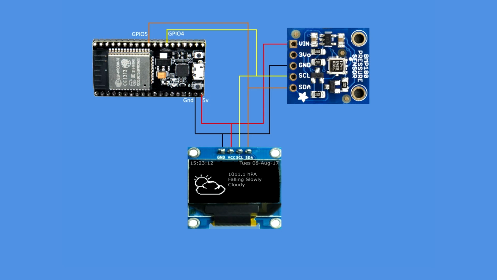This is the connection diagram, an ESP32 or 8266 I2C bus connected to an OLED display and a Bosch pressure sensor, a BMP085 or the later 180 or the BME280.